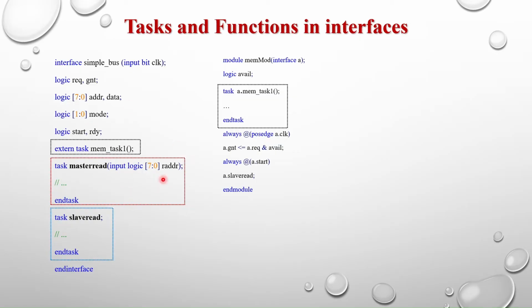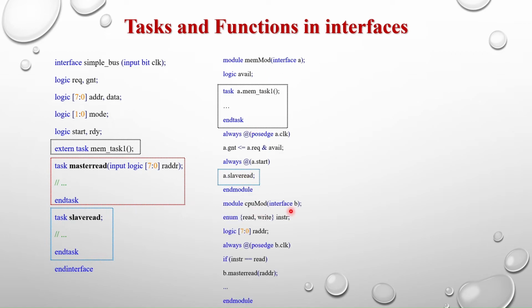We will discuss that in the modports video. So for now, you know that we have to use the extern keyword when the task is defined using the hierarchical name. And some logic is there inside mem mode. Here I'm calling a dot slave read. Whenever you want to call that method, you have to use the interface handle, a dot slave read. And in CPU mode also some logic is there, and I'm using b dot master read, because b is the interface name, b dot master read, and you can pass the variables also. Here I'm passing this r address.